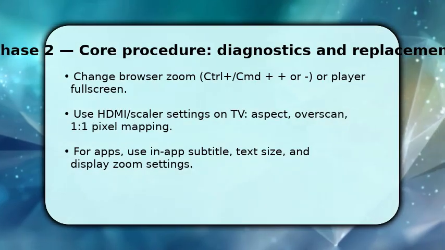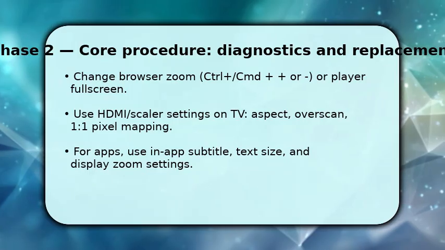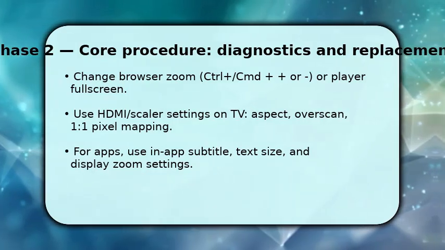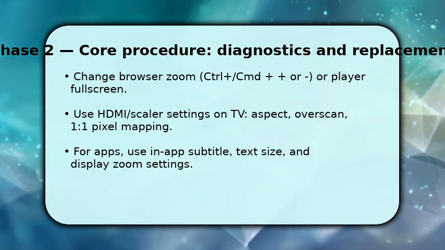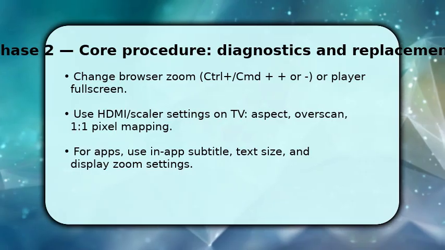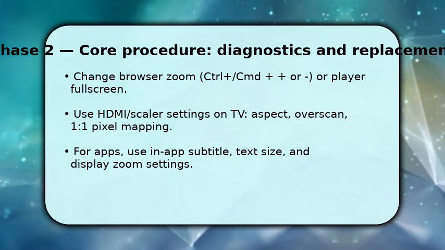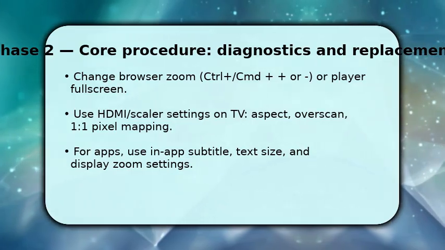Now you fine-tune the middle steps. If you're in a browser, use the browser zoom controls, Control or Cmd plus or minus, then toggle full screen so the player scales properly. This prevents black bars. Once done, if you're on a smart TV or external display, open picture settings and adjust aspect ratio or disable overscan to get 1:1 pixel mapping.